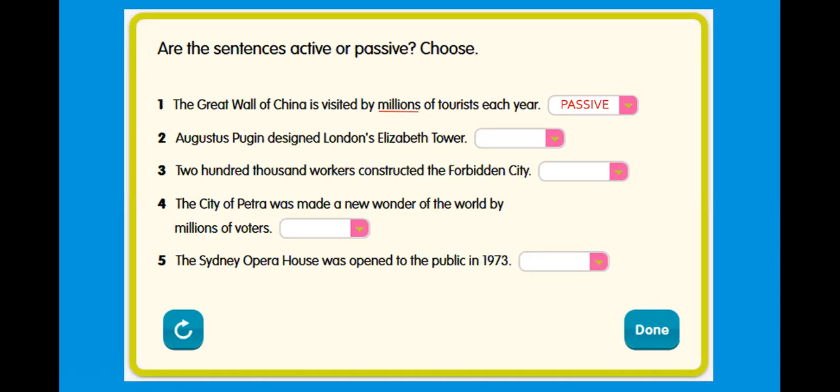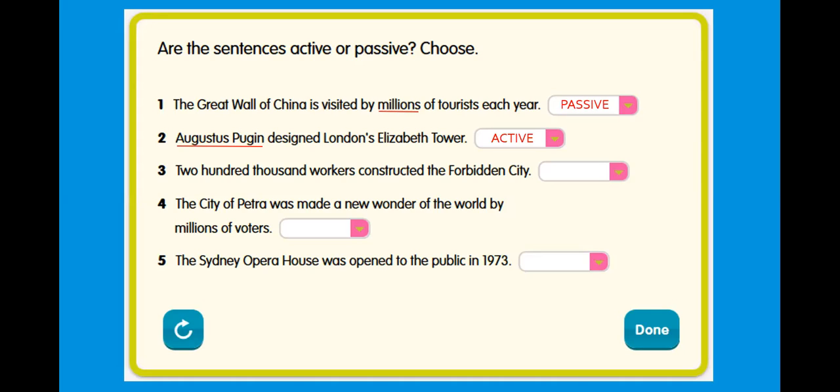Number two, Augustus Pugin designed London's Elizabeth Tower. Okay, we have the verb designed. Who designs? Who is designing? Who did the design of the Elizabeth Tower? Okay, we have Augustus Pugin. The subject is doing the action. Is that what is happening? Yes. So in this case, we have active voice. This is the regular sentence that we typically use on a daily basis, all the time, at every moment.